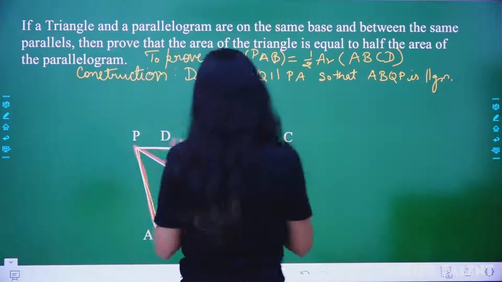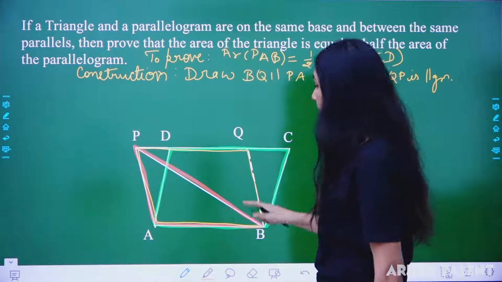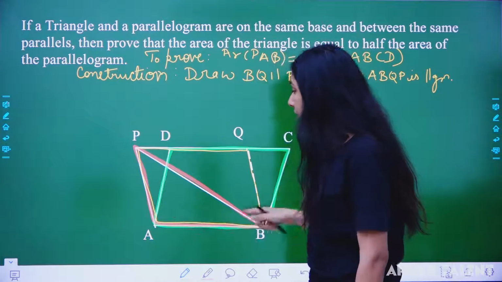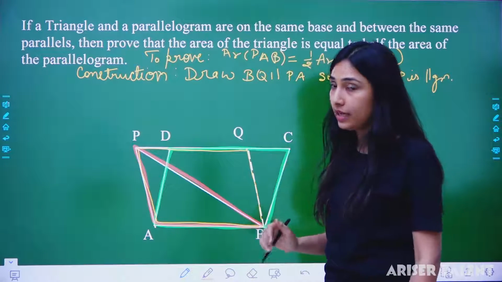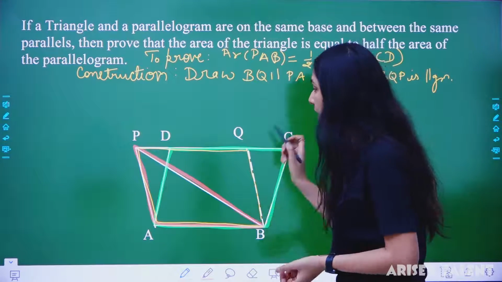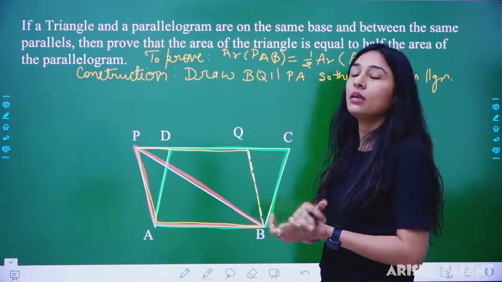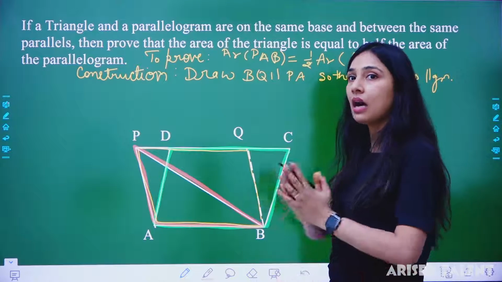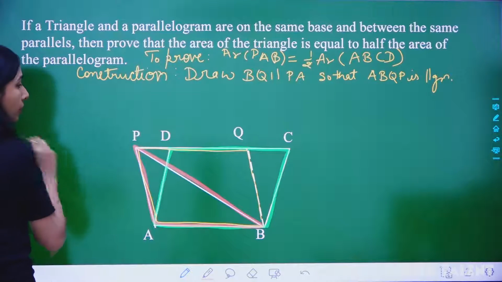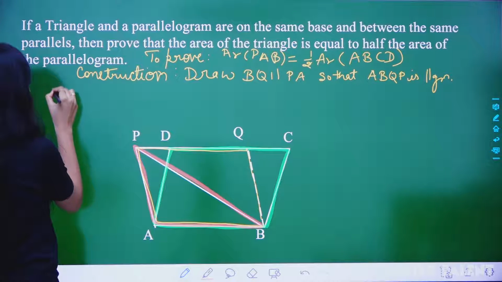Okay, so now I'm having this parallelogram and I'm having this triangle, and I will prove that the area of this parallelogram is double the area of this triangle. Okay, if I'll prove that, then I can apply this theorem: the areas of two parallelograms having the same base and between the same parallels are the same. Okay, so we are going to use these two theorems. One theorem and one trick here. Proof.